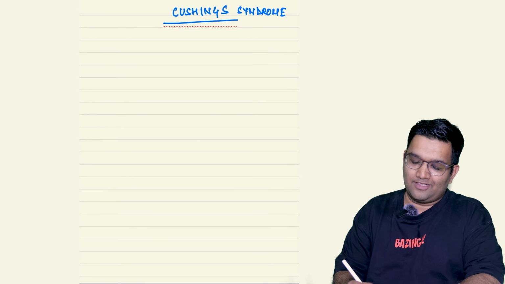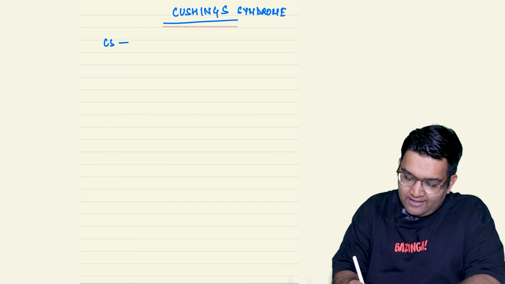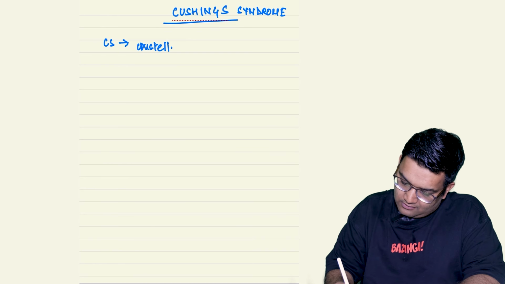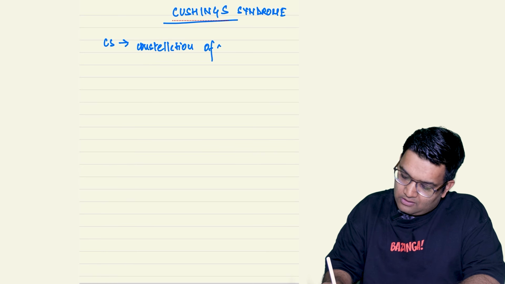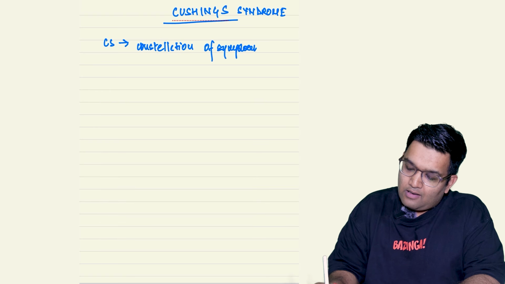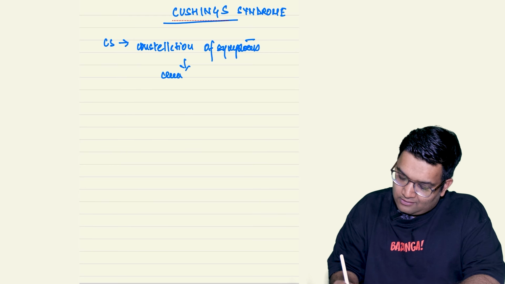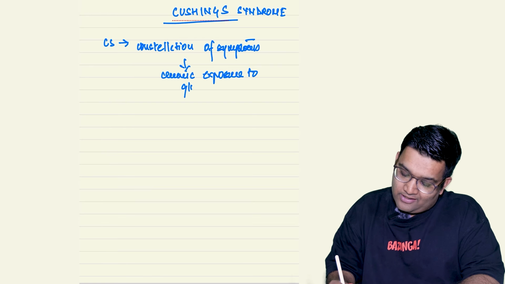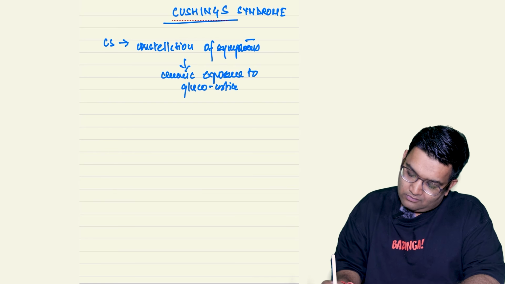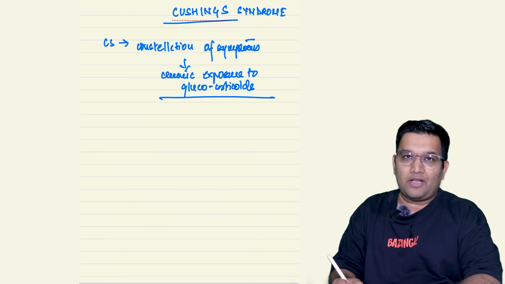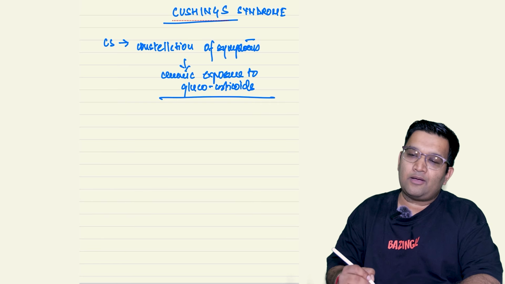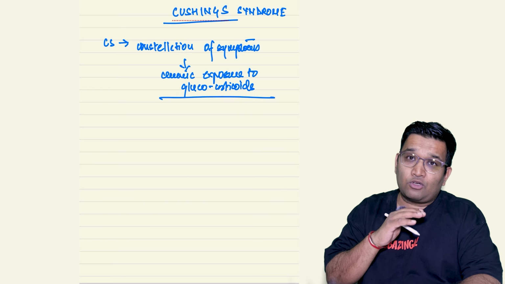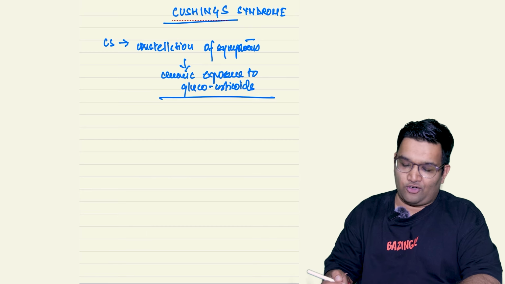So we'll be starting with Cushing syndrome. Cushing syndrome is basically a constellation of symptoms that occur on chronic exposure to glucocorticoids. So it is a group of symptoms and signs that occur when a person is exposed to chronic exposure of glucocorticoids.